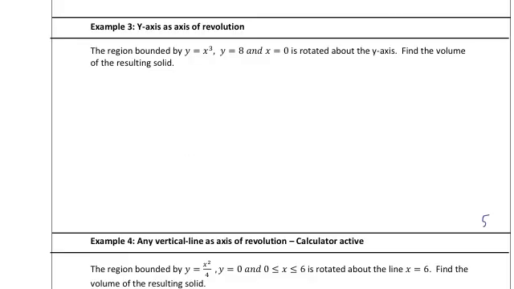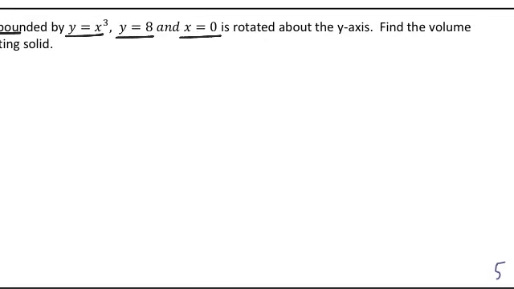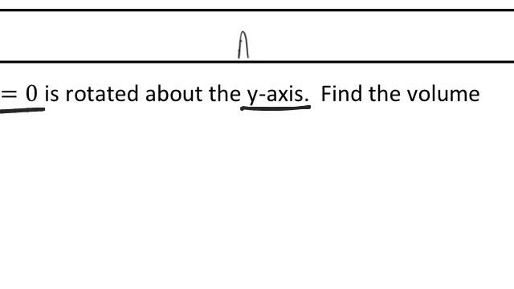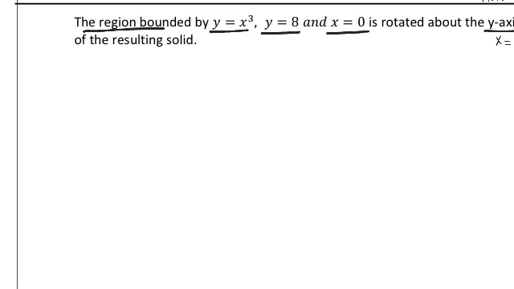Okay, so example 3: the region bounded by y equals x cubed, y equals 8, and x equals 0 is rotated about the y-axis. Find the volume of the resulting solid. Right away I'm noticing that the axis of revolution, the AOR, is vertical. We already know the equation of the y-axis is x equals 0. Let's sketch the region and picture the solid.